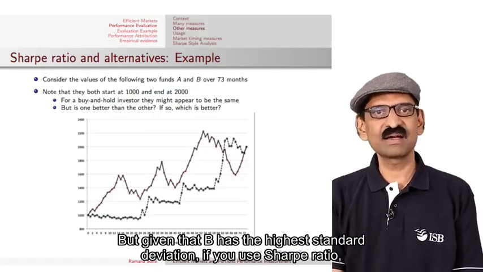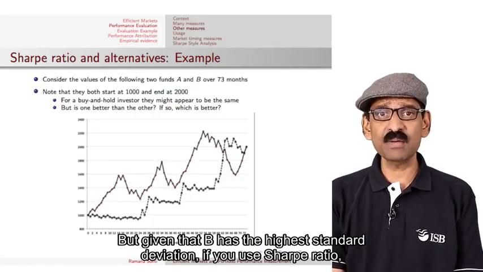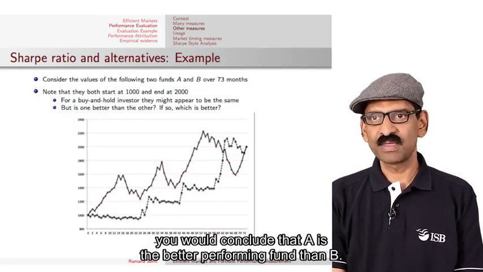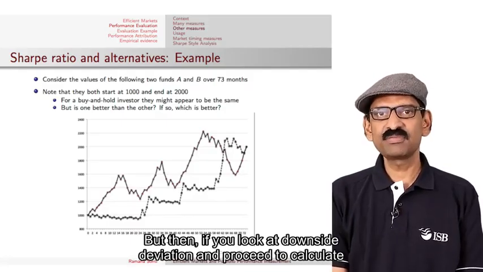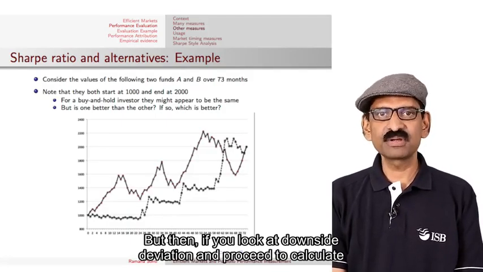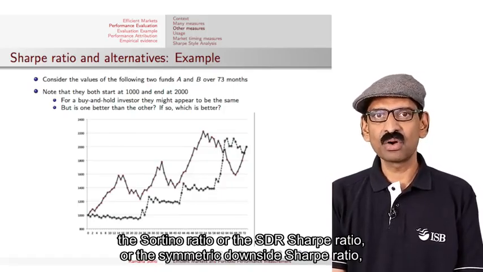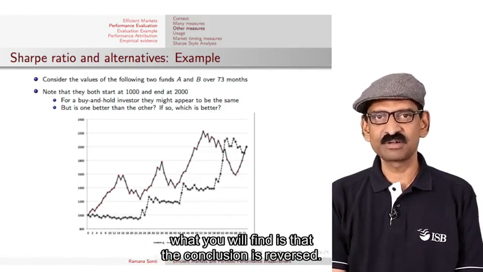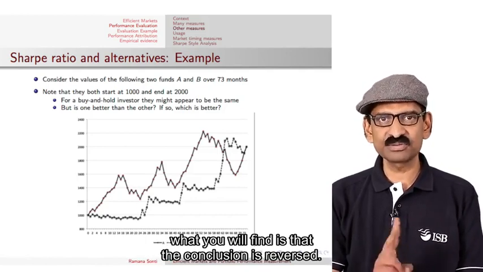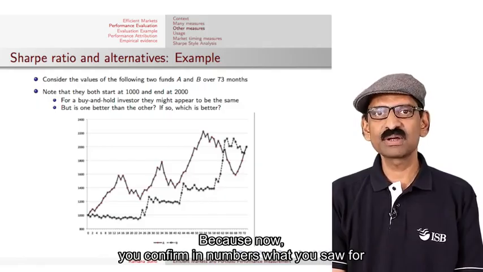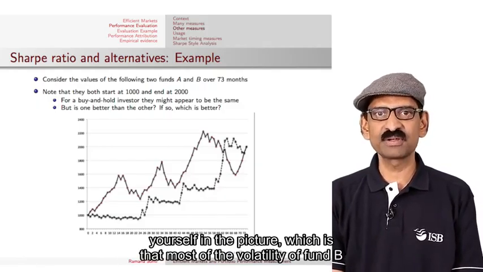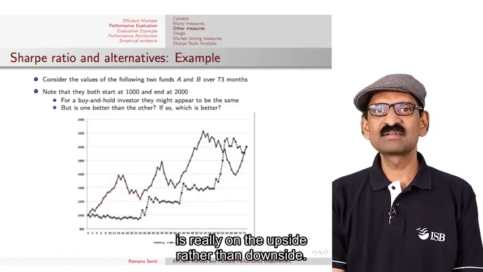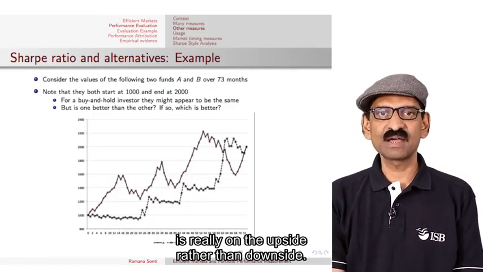But given that B has a higher standard deviation, if you use Sharpe ratio, you would conclude that A is the better performing fund than B. But then, if you look at downside deviation and proceed to calculate the Sortino ratio or the SDR Sharpe ratio, or the symmetric downside Sharpe ratio, what you will find is that conclusion is reversed, because now you confirm in numbers what you saw for yourself in the picture, which is that most of the volatility of fund B is really on the upside rather than downside.